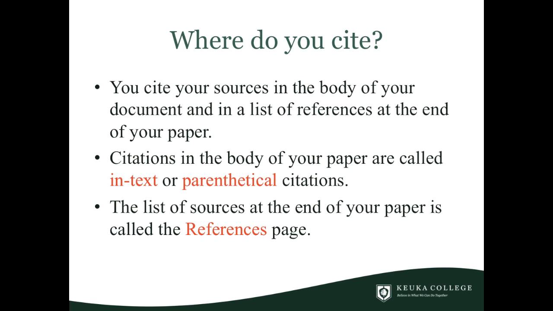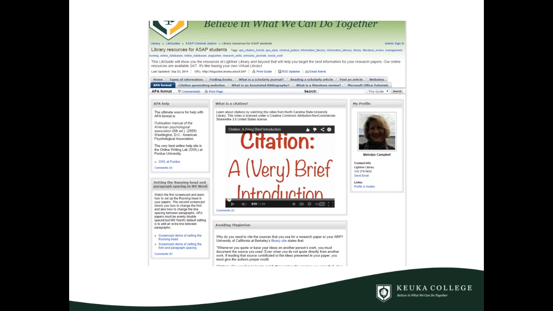Citations in the body of your paper are called in-text or parenthetical citations. The list of sources at the end of your paper is called the references page. In the ASAP LibGuide, there is a tab for APA format. It has all sorts of helpful information, links to the OWL at Purdue, which is the best online site for APA help, movies, little short movies about doing citations, how to avoid plagiarism, and so on.